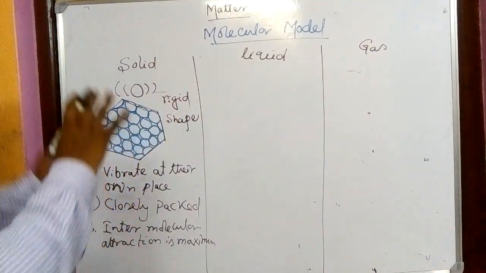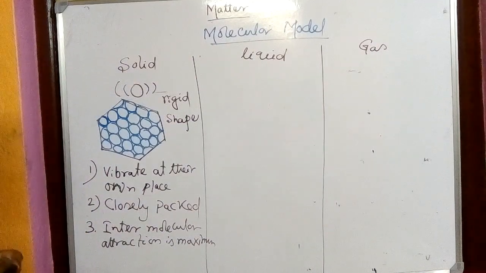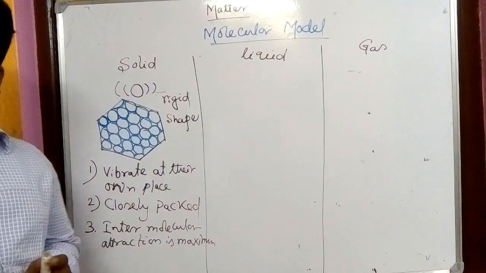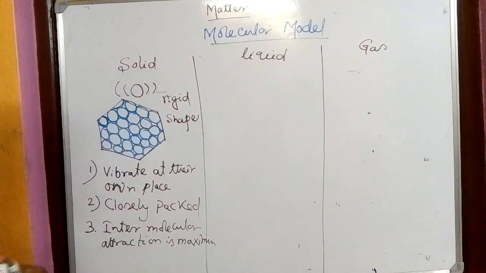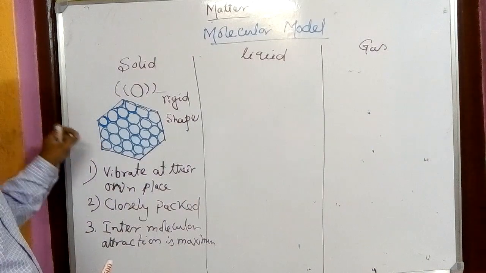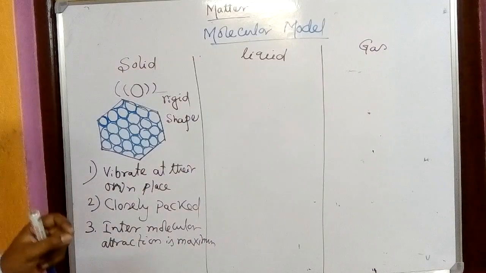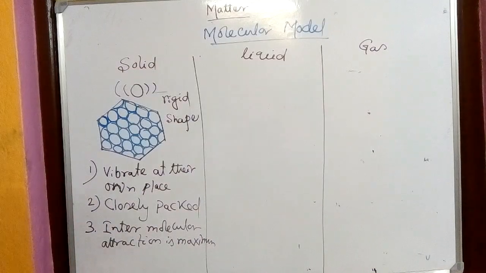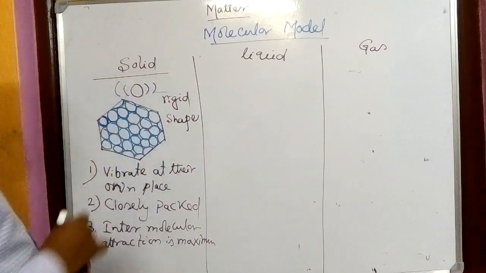So from this molecular model we can define solid. We can say that solid is a substance of rigid and definite shape, where the molecules are very closely packed. That type of substance, or that type of matter, is known as solid. I think you have understood the molecular model of solid.